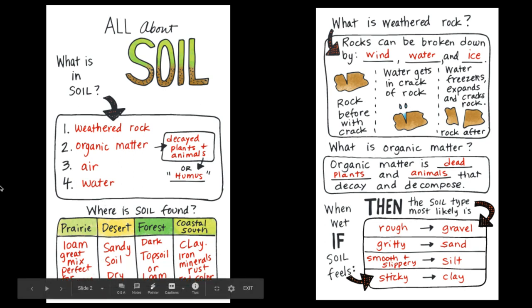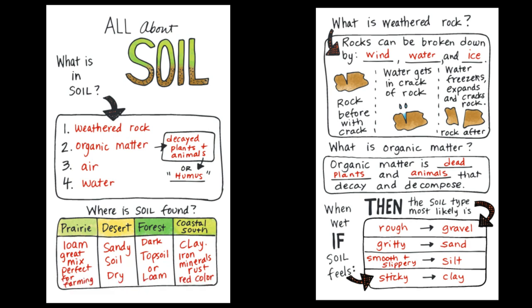Where is soil found? You can find the soil in the prairie. This is going to have a lot of loam, which is a great mix of nutrients and everything that make it really good farming soil. The desert has sandy soil that's really dry. The forest has dark topsoil or loam, also pretty good for growing plants. Coastal South has clay, which has iron minerals, rust, a rusty red color. So those are the different types of soils and where they are found.